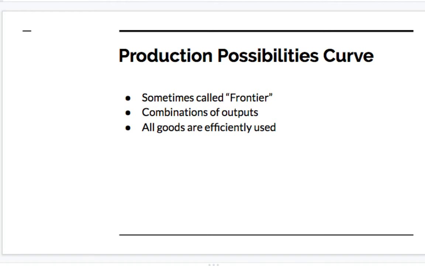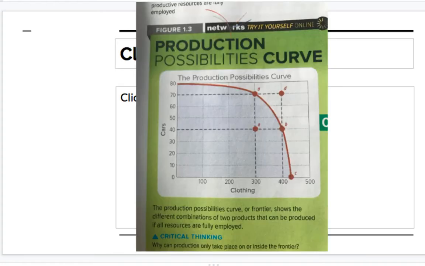So we're going to talk about this whole idea of a production possibility curve. And this is sometimes called the frontier. It's conditions of output where all goods are used effectively to create or to solve a problem. In the book, on page number 16, you have this curve. Economists use the production possibilities curve, sometimes called that frontier, to illustrate all the possible combinations of an outcome. A production possibilities curve is a diagram that represents various combinations of goods and services an economy can produce when all resources are used effectively.